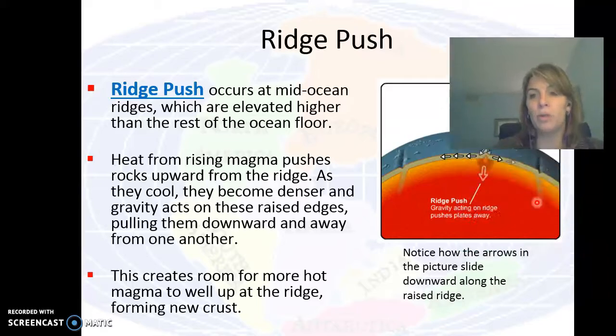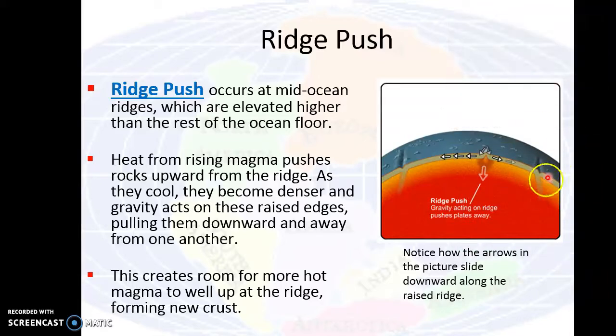All right, let's talk about ridge push. Ridge push occurs at mid-ocean ridges, so right here, which are elevated higher than the rest of the ocean floor. Heat from rising magma pushes rocks upward from the ridge. As they cool, they become denser, and gravity acts on those raised edges, pulling them downward and away from one another. This creates room for more hot magma to well up at the ridge, forming new crust. Notice how the arrows in the picture slide downward along the raised ridge. Okay, they slide down here.